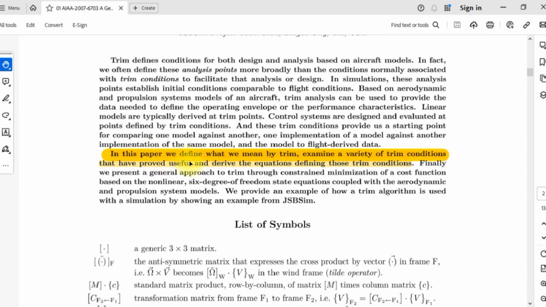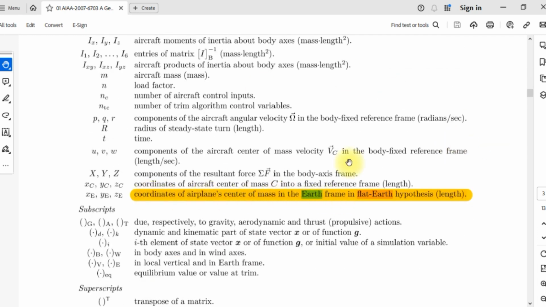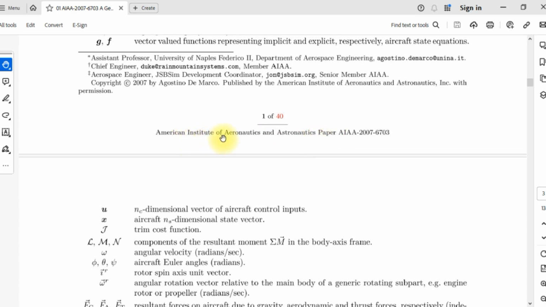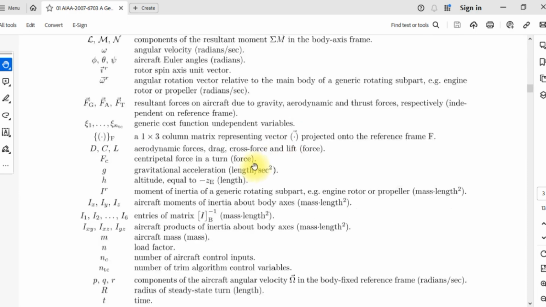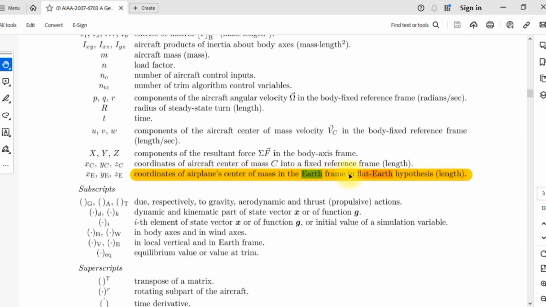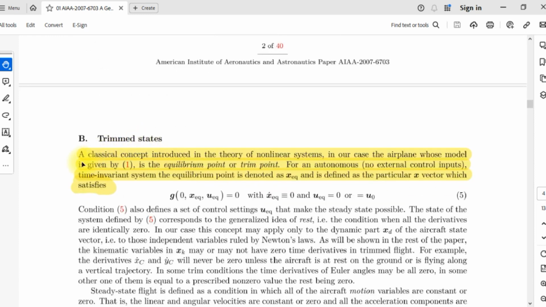In this paper, we define what we mean by trim and examine a variety of trim conditions. To my surprise, and to your surprise, they assume the flat Earth when they examine this problem. American Institute of Aeronautics and Astronautics paper. So you see here, they assume the flat Earth hypothesis. Trim states are a classical concept introduced in the theory of nonlinear systems. In our case, the airplane whose model is given is in the equilibrium point or trim point. For an autonomous, time-invariant system with no external control inputs, the equilibrium point is denoted as x and is defined as the particular x vector which satisfies the equation.